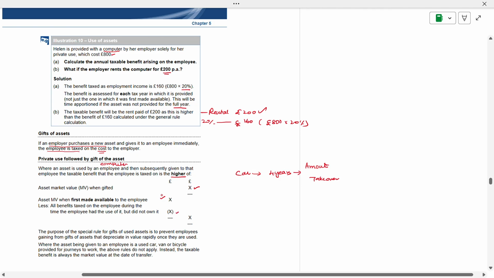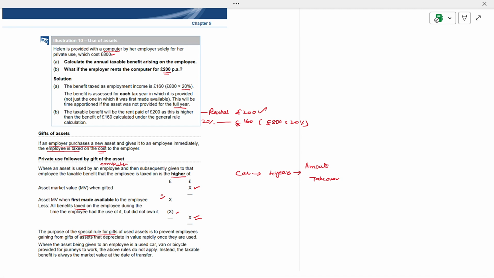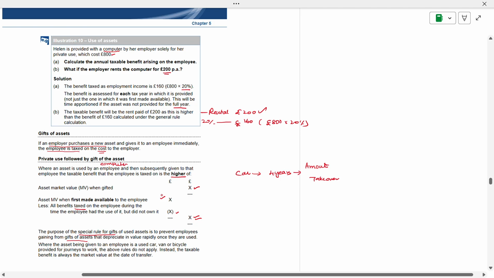Whatever the benefits are, we have to reduce all of them, because they have already been taxed. Again, you should not tax them. The purpose is that once it is taxed in the previous years, we should not tax it again in the subsequent years. You have to deduct and take the amount which is not yet taxed. The purpose of the special gift rules for gifts of used assets is to prevent employees from gaining from gifts of assets that depreciate in value once they are used.